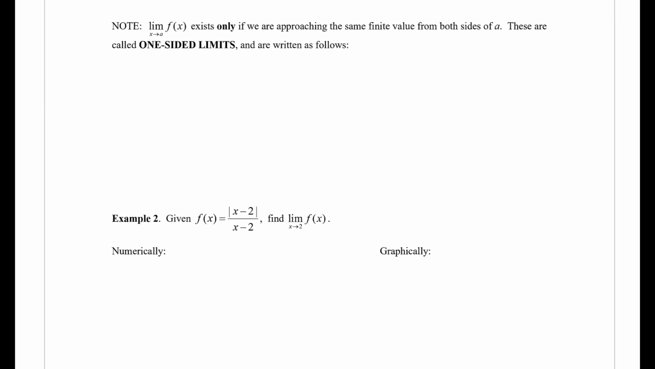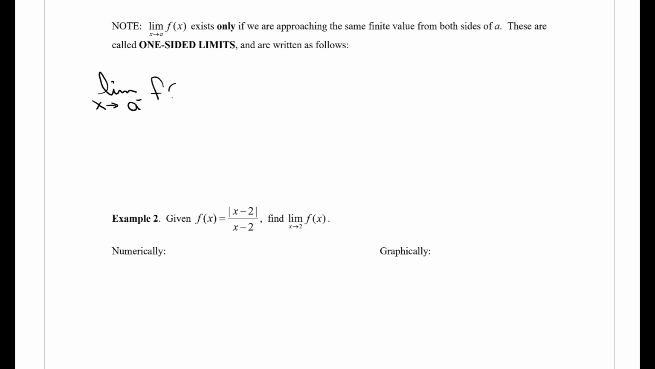Note, the limit as x approaches a of f of x exists only if we are approaching the same finite value from both sides of a. These are called one-sided limits and are written as follows. So I'm going to go ahead and write down here the limit as x approaches a from the left.